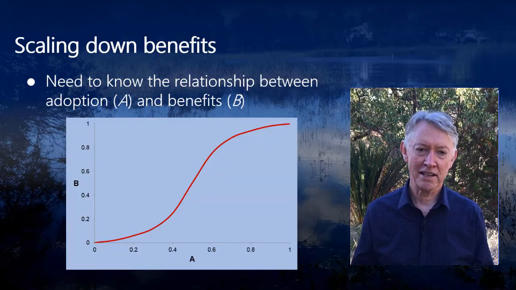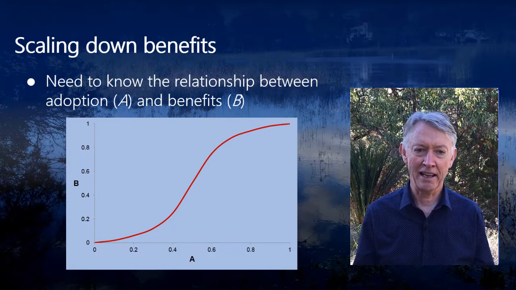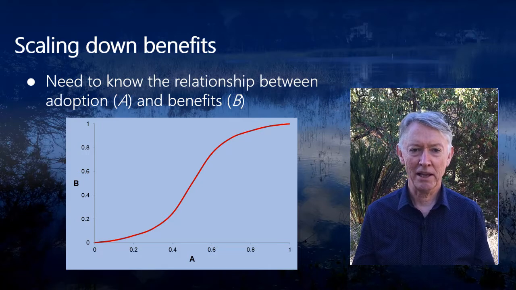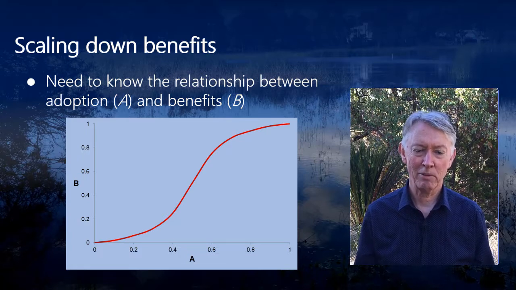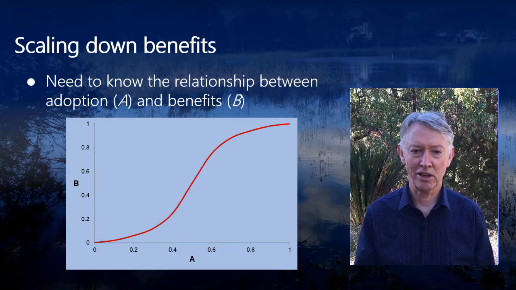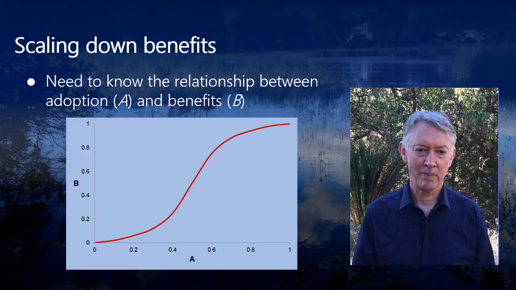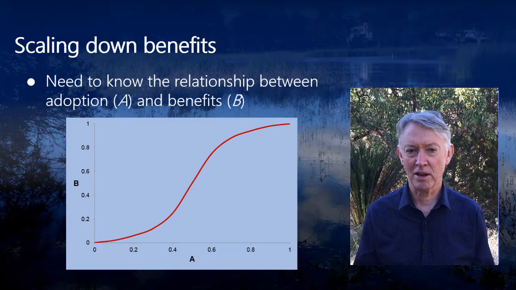Now if A is less than 1, you need to have some information or be able to make some judgment about the relationship between A, the level of adoption, and B, the level of benefits. And it can be quite difficult to know what this relationship really looks like. On this slide you can see one example of a potential shape, a non-linear relationship between A along the horizontal axis and B on the vertical axis. But it's quite difficult to know whether that's realistic or precisely what shape that would take.